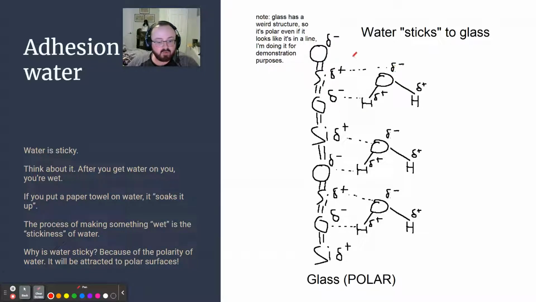This negative charge, if we take glass, which is polar, you read the note there. This is positive, this is negative, so they attract. So this water is sticking to the glass surface. That's why if you take a glass cup and pour it out, there's still going to be water that sticks to the glass. It's because of this adhesion.